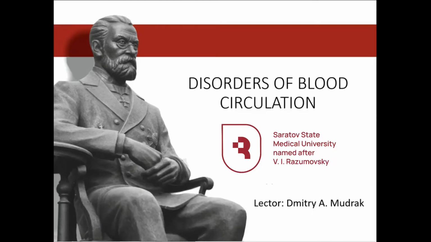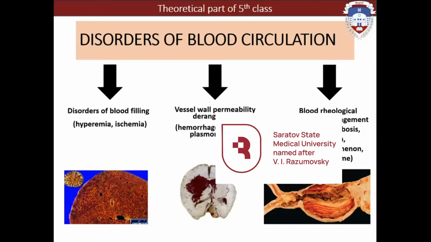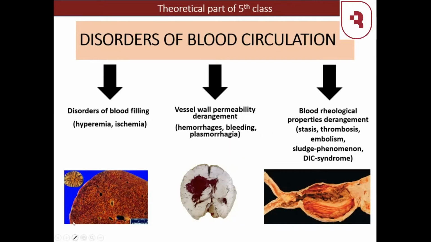Different diseases may be associated with ischemia, for example, or thrombosis. We will see sometimes hemorrhages, and in our class today we will make a classification of these diseases, and we will discuss all of these pathological processes. First of all, we should understand that there are three most important groups of blood circulation disorders.